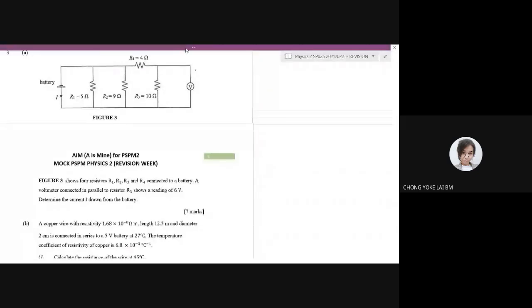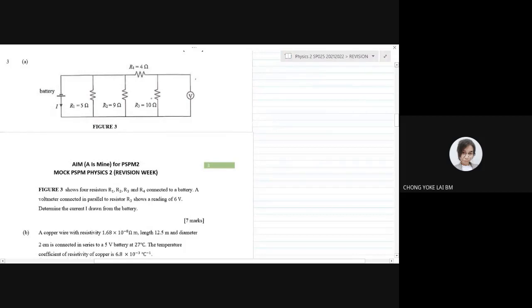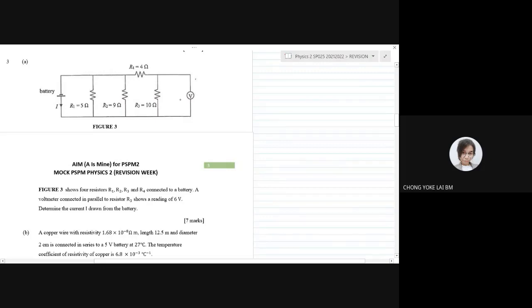Question 3, we are given 4 resistors, R1, R2, R3 and R4. We connect to a battery. A voltmeter is connected in parallel to R3. So we have a voltmeter. The voltmeter is connected parallel to R3.